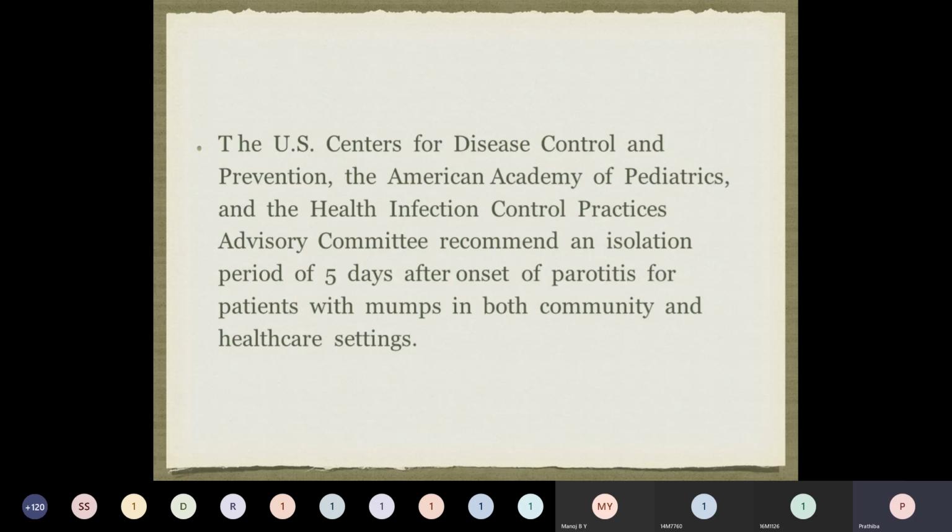Therefore, in the United States, the Centers for Disease Control and Prevention, the American Academy of Pediatrics, and the Healthcare Infection Control Practices Advisory Committee recommend isolation for 5 days after the onset of parotitis for patients with mumps, both in the community and in healthcare settings.